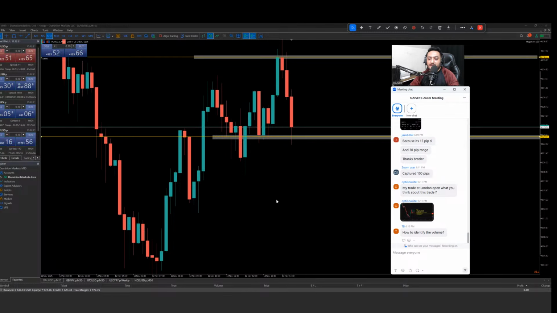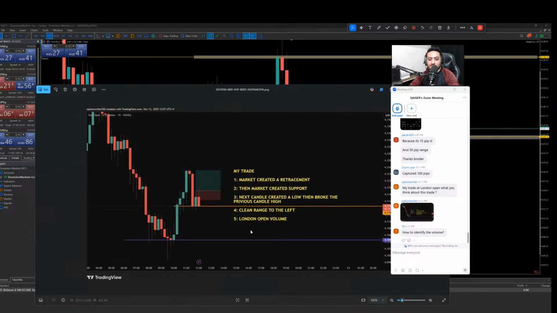Okay, my trade at London Open. What do you think about this trade, Mr. Option Writer? So executed a buy. It's a 50-minute time frame. Created a resistance, created a support. It makes sense. To be honest, it makes sense.